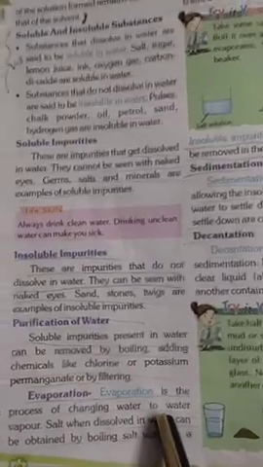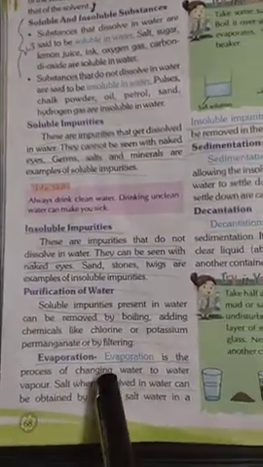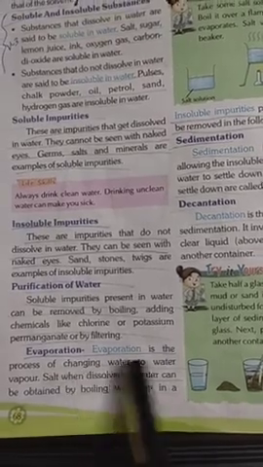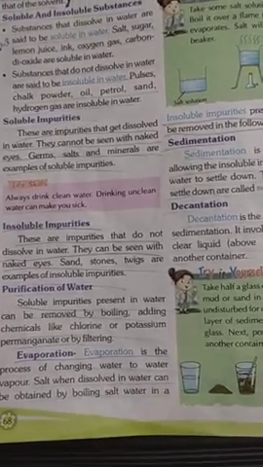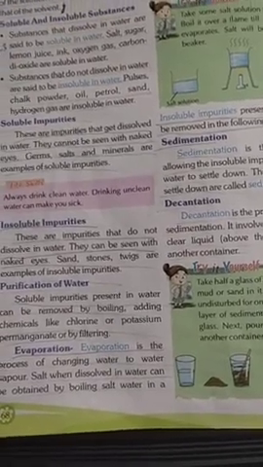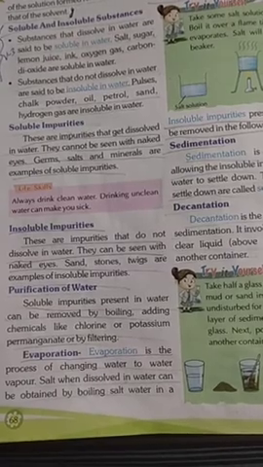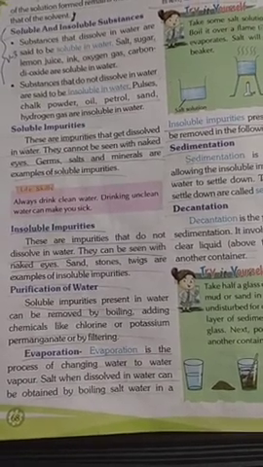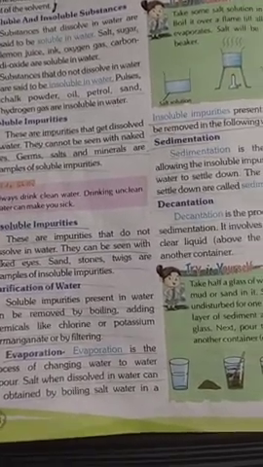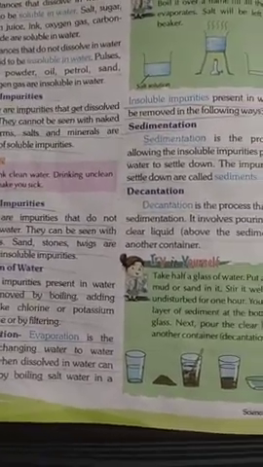Evaporation. You might have heard this term earlier also in class 3rd. Evaporation is the process of changing of water into water vapor. When we heat water, it changes into water vapor. That is called evaporation. Clear? It can be done by boiling.